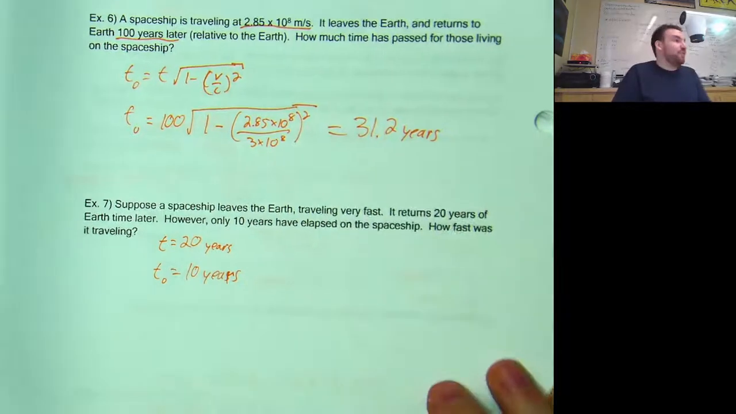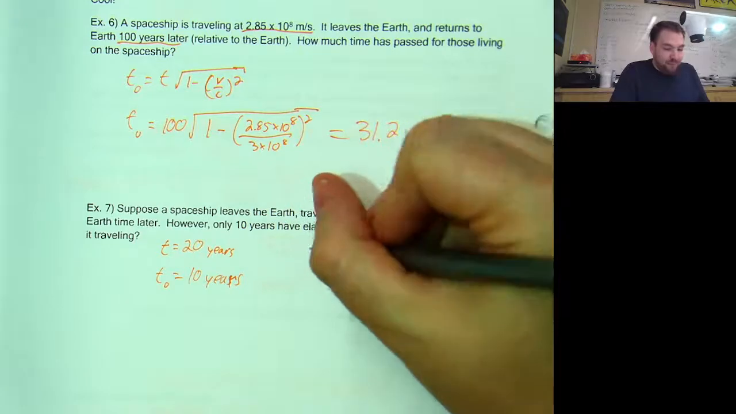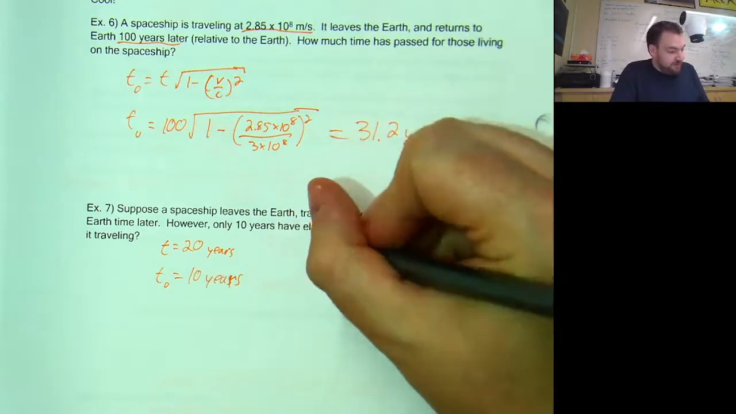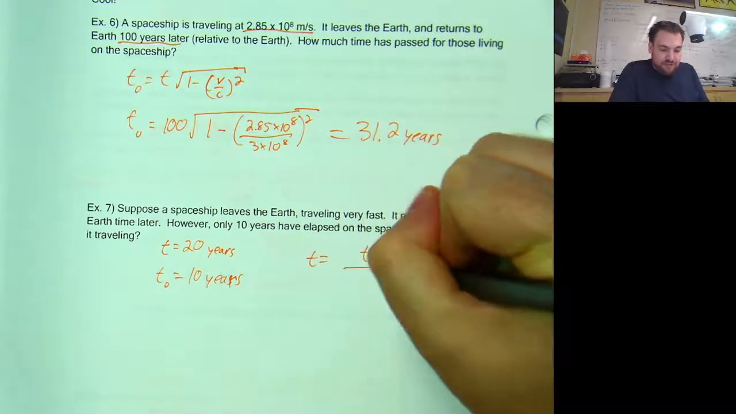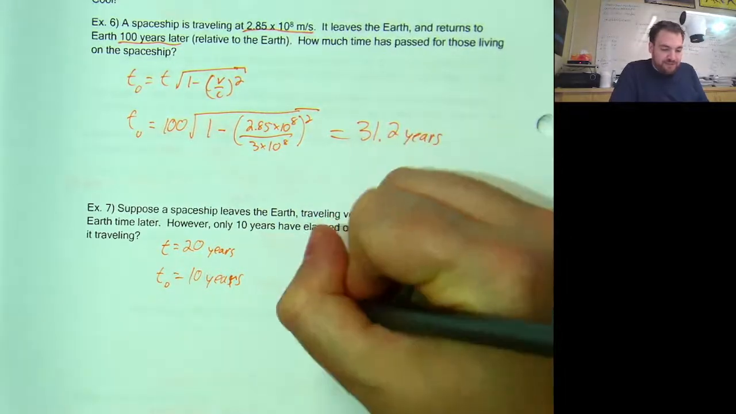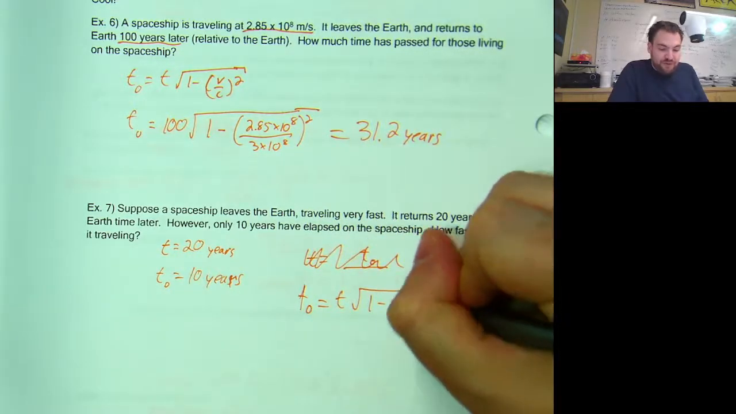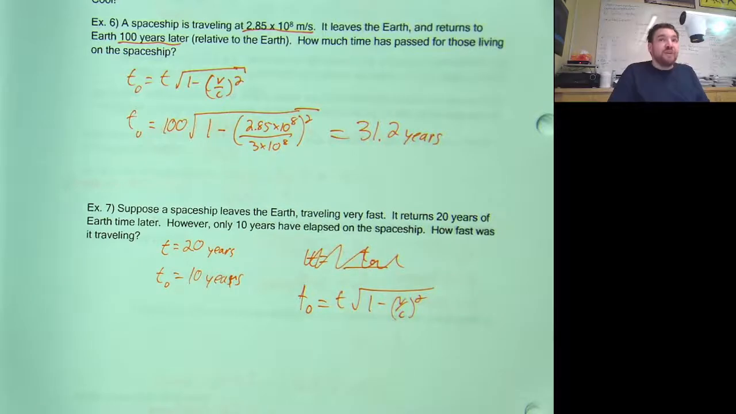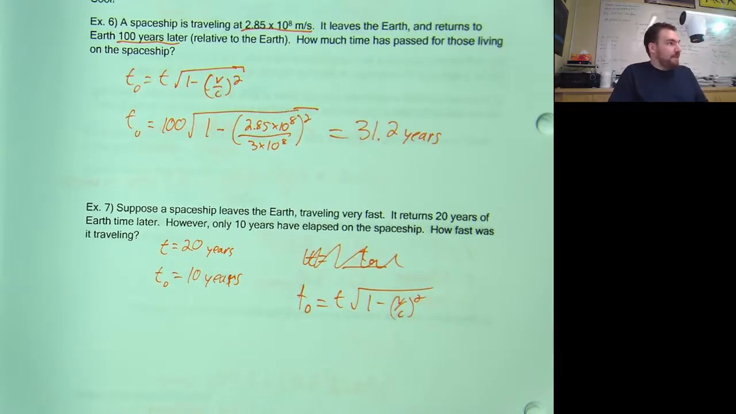Actually, stop for a second, because you're all plugging in values and then moving things around. I'm going to manipulate the equation first to show you something cool. I'll start with T0 equals T times the square root of 1 minus v over c all squared. First thing we're going to do is divide by T.